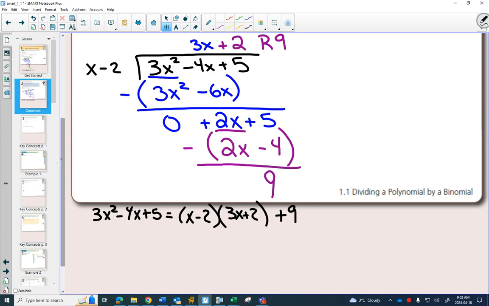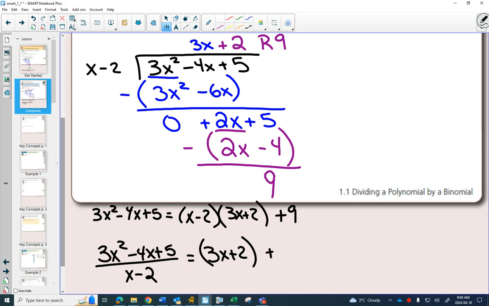Okay. In calculus next year, some of you are going to be doing this technique for solving some difficult integrals. And when we do it, another way of writing this is actually the division. So what does it mean when we write it as a division? That 3x squared minus 4x plus 5 divided by x minus 2, it's going to equal the 3x plus 2 that we got, but the remainder of 9 still would need to be divided by the x minus 2. So this is another form of writing the same thing.